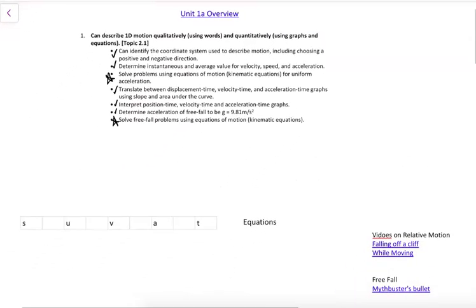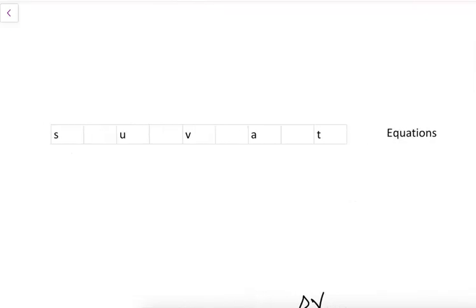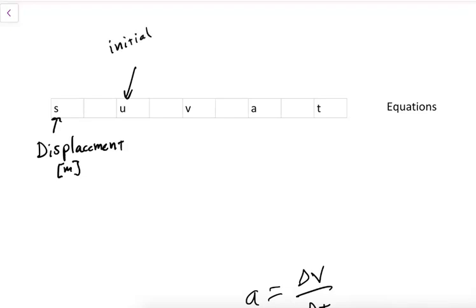Let's move forward. They're called Suvat equations because those are the variables we use. We identified s before. s was displacement, and it's always going to be measured in units of meters. u and v are our velocities. u comes before v, so u is our initial velocity. The units are meters per second, and it is a vector, so it has a direction. v is our final velocity. Of course, if we have an initial and a final, that means time has to pass.